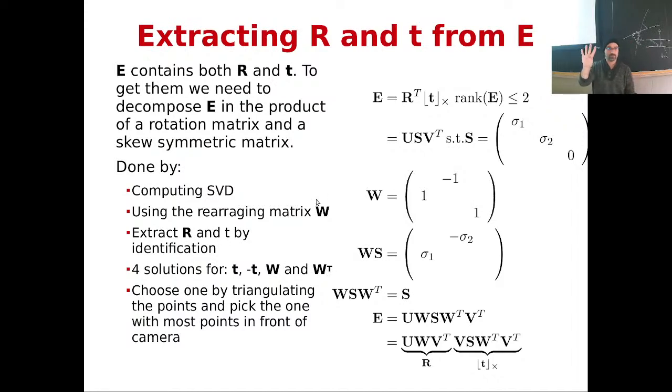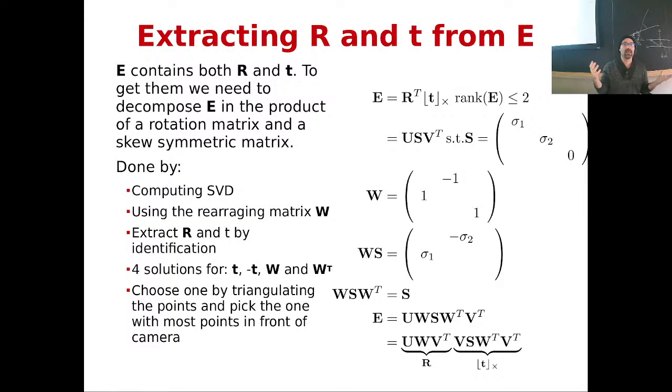So we will have 4 possible solutions. But one of the 4 solutions is the exact translation. No, it's not up to a scale. It's the direction. Okay? Is that clear? Just to make it clear, what is the difference between the ambiguity of the solution of T and minus T, and W and W transposed? The point is that you have directions and you don't know which directions are which, right?